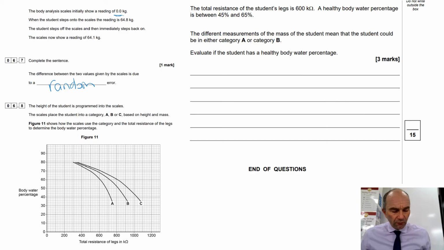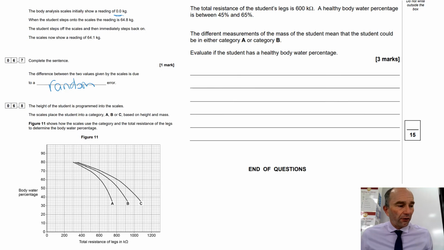Now, final question. Not many people got all 3 marks on this one. Now, the total resistance of the student's legs is 600 kilo ohms. Now, the healthy body percentage is between 45% and 65%. The different measurements of the mass of the student mean that the student could be in either category A or category B. You need to evaluate if the student has a healthy body water percentage.